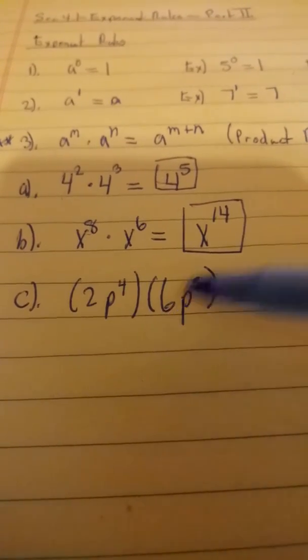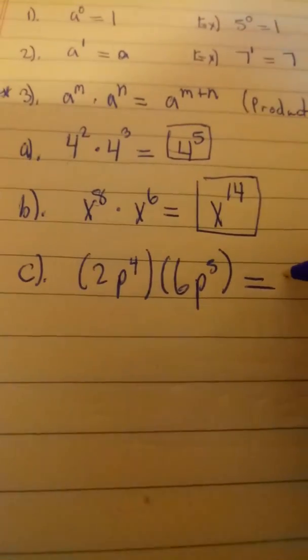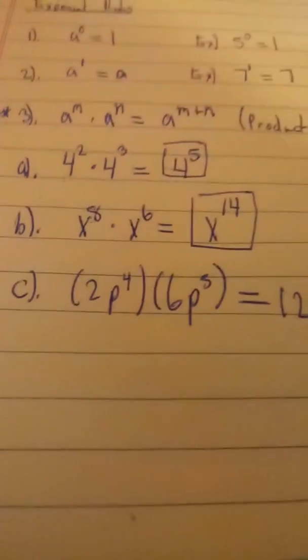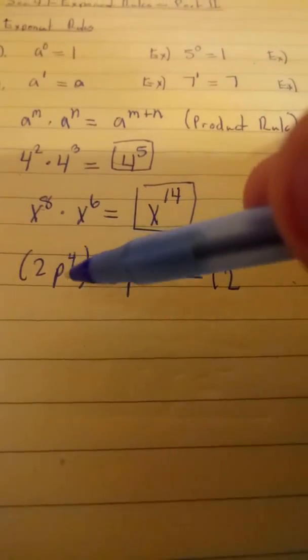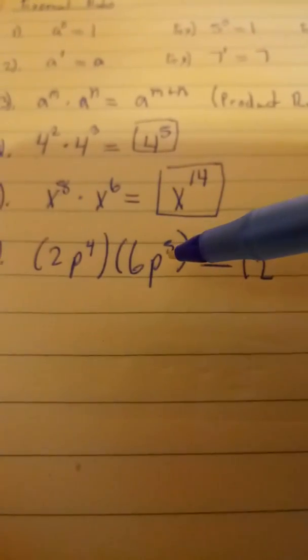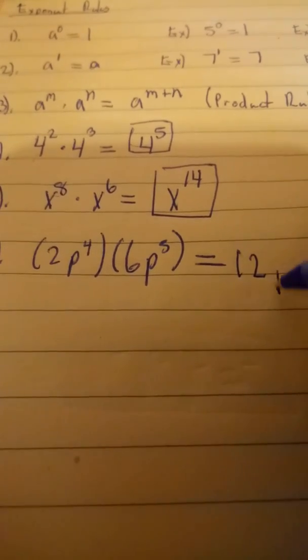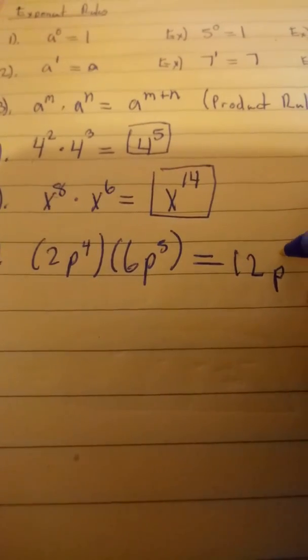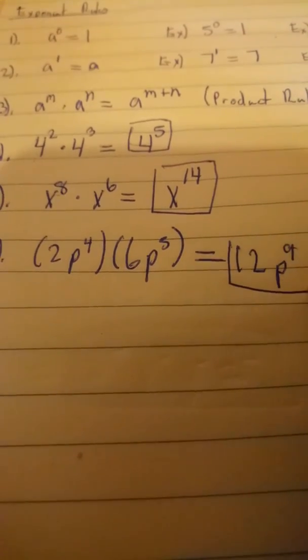2 times 6, that'll give us 12. So in this case, we're going to go ahead and put the 12 there. And then we do have the p's the same. So p raised to the 4th times p raised to the 5th will give you p raised to the 9th. And that would be your answer for that one right there.